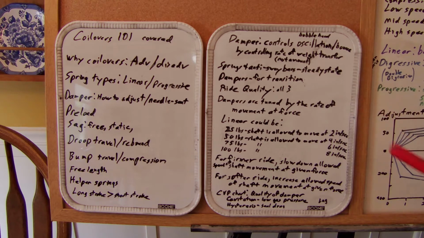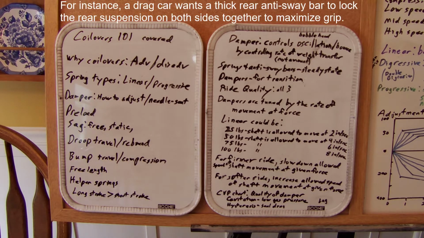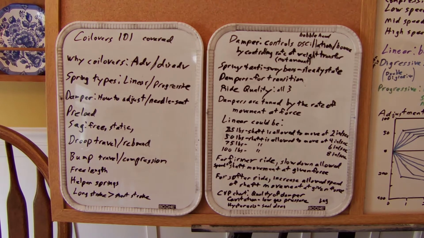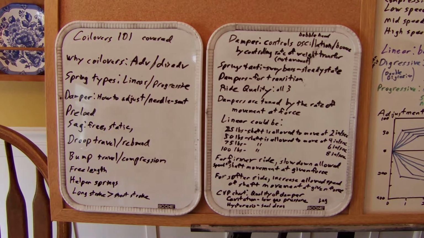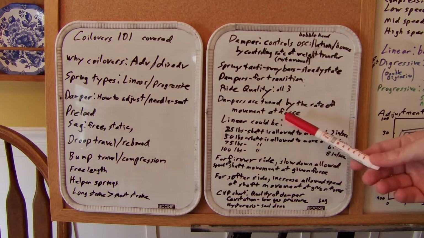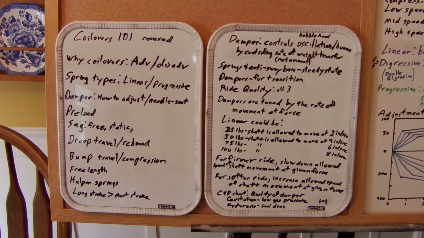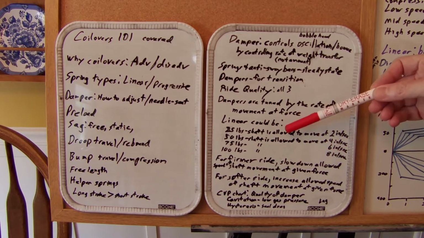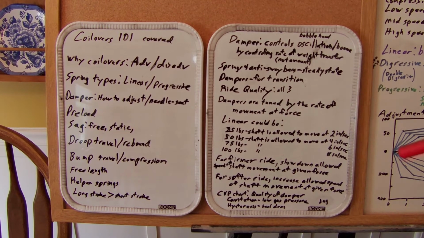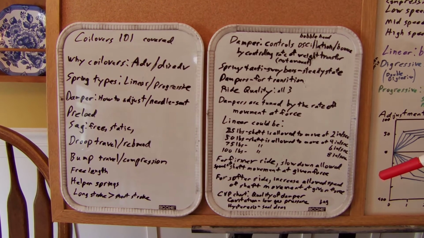Anti-sway bars primarily affect your turning and the sway of the car. They do a little more than that, but if they're too stiff, it's going to affect the independence between the two sides of the car. Dampers are tuned by the rate of movement of force, and we'll talk about that when I show the chart here in a minute. So to explain how the dampers work, let's look at linear. Linear is the easiest to explain because it doesn't change. It's consistent.